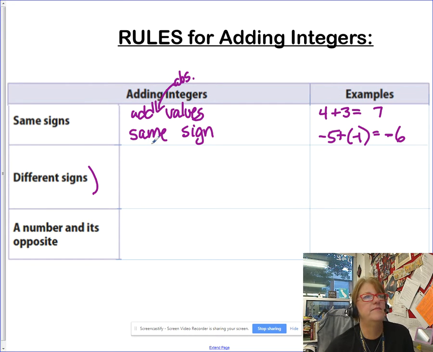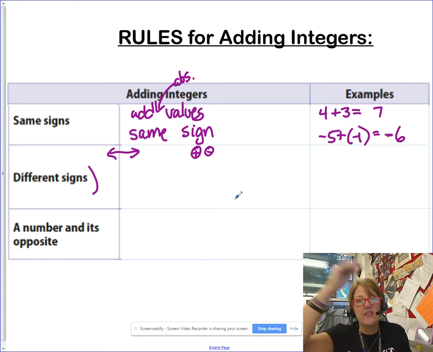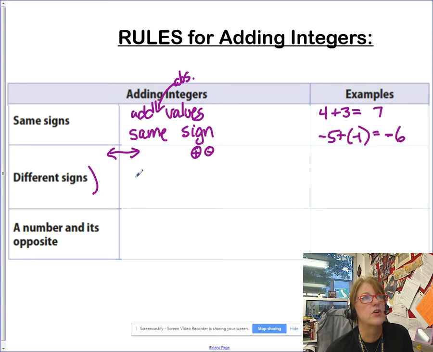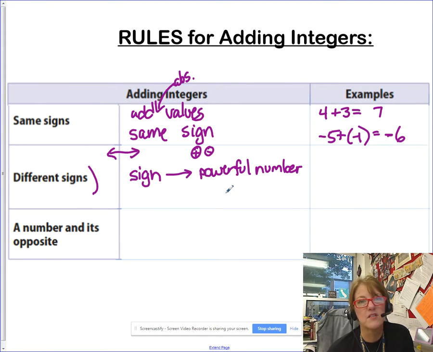So here's what you do. You can either go ahead and think of moving on the number line. You can think of making 0 pairs with positives and negatives, okay? But in the big picture, when you get huge numbers, here's what you're going to do. Determine the sign of your answer. The sign of your answer is going to be the stronger or more powerful number. Who's more powerful? And that's determined by the absolute values. The more powerful number is going to be the sign of your answer.